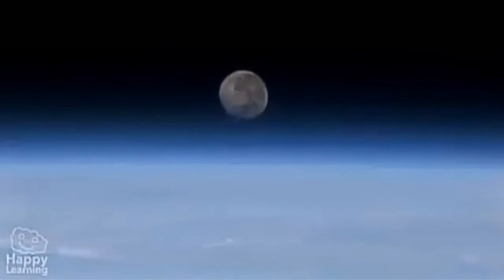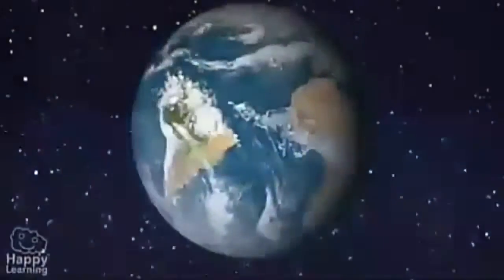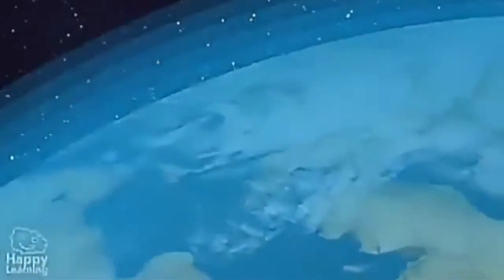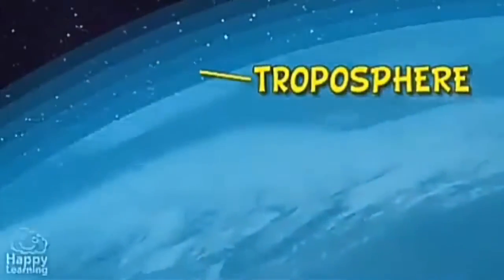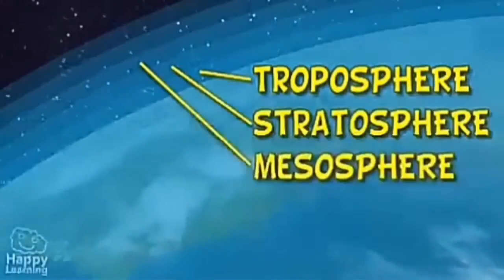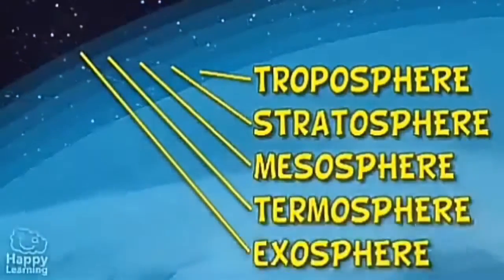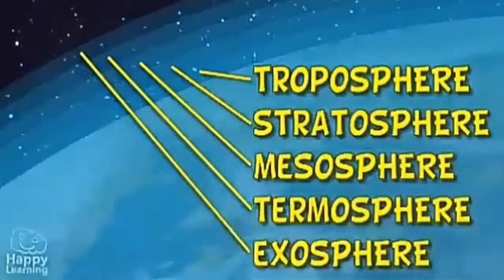The atmosphere isn't homogeneous. Instead, it changes its composition according to its height. It becomes less and less dense with less and less air. Because of those differences, we divide the atmosphere in 5 layers called the troposphere, stratosphere, mesosphere, thermosphere and exosphere. We're going to know more about each one of them.